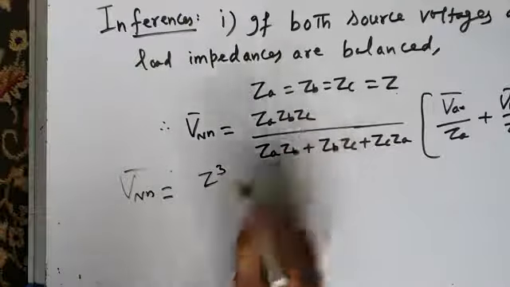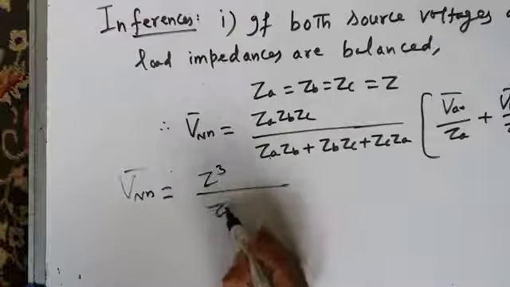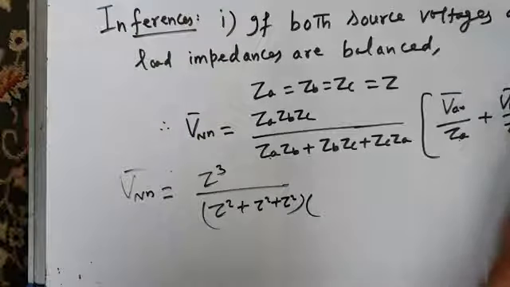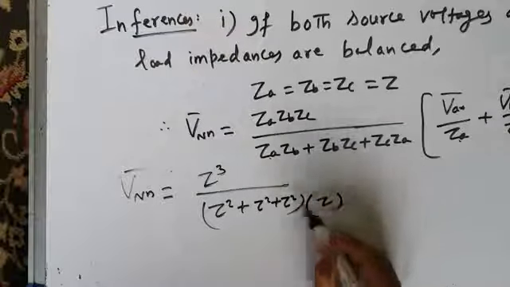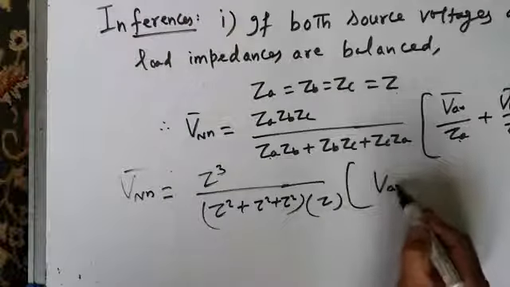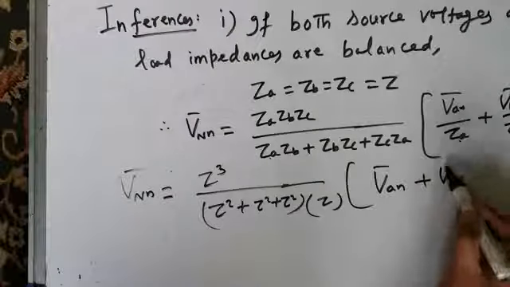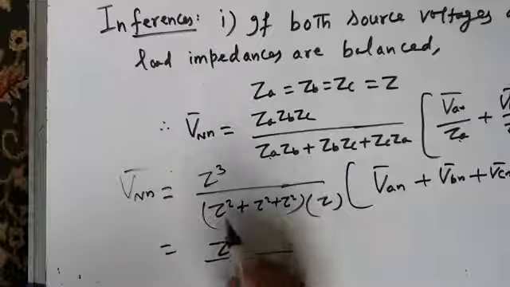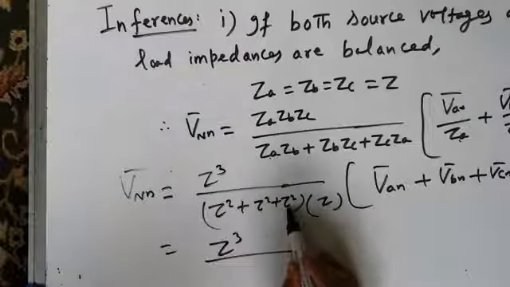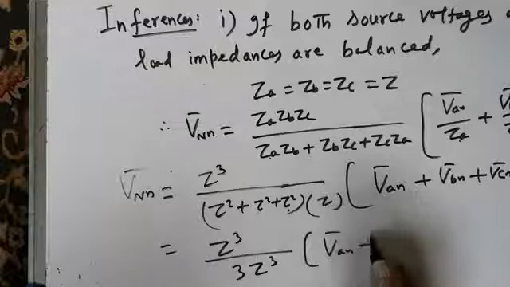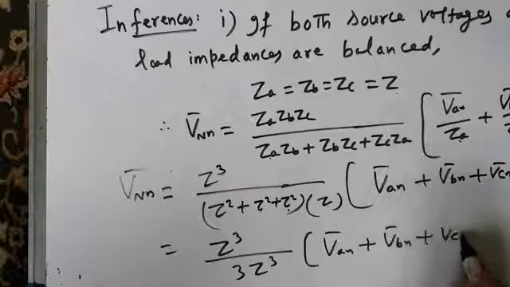ZA, ZB, ZC, all three are Z, so it will be Z into Z into Z, that is Z cube, divided by Z square plus Z square plus Z square, into, see, this is ZA, ZB, ZC. This is Z, this is Z, this is Z. So this can be taken outside, that will be 1 by Z itself. So what you get inside is VAN plus VBN plus VCN. So that is equal to Z cube divided by Z square plus Z square plus Z square, which is 3Z square, into 1 by Z, into VAN plus VBN plus VCN.